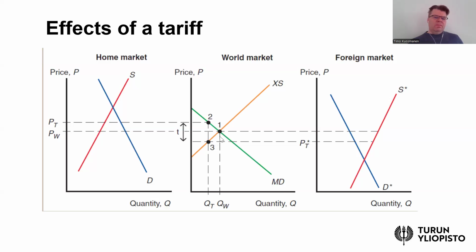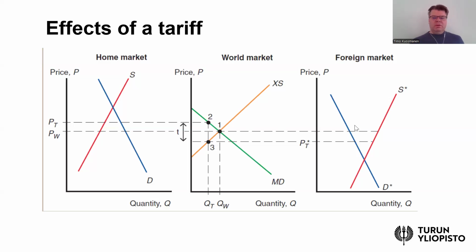Here we have price PW, the world market price without tariffs. In the home market, demand is greater than supply. The red colored supply curve S is the domestic supply in the home market. So in the domestic home market, demand exceeds supply, and this difference between D and S is then imports to the home market. So the home market imports this good in the initial situation.